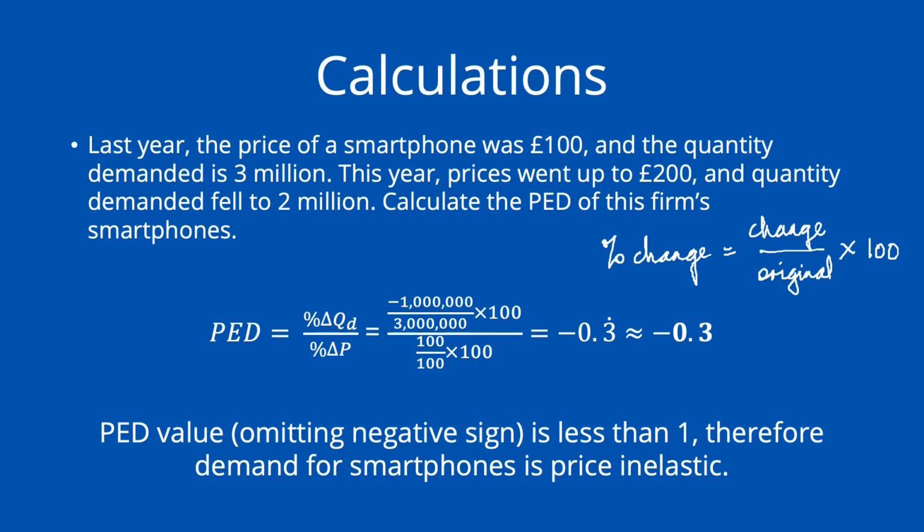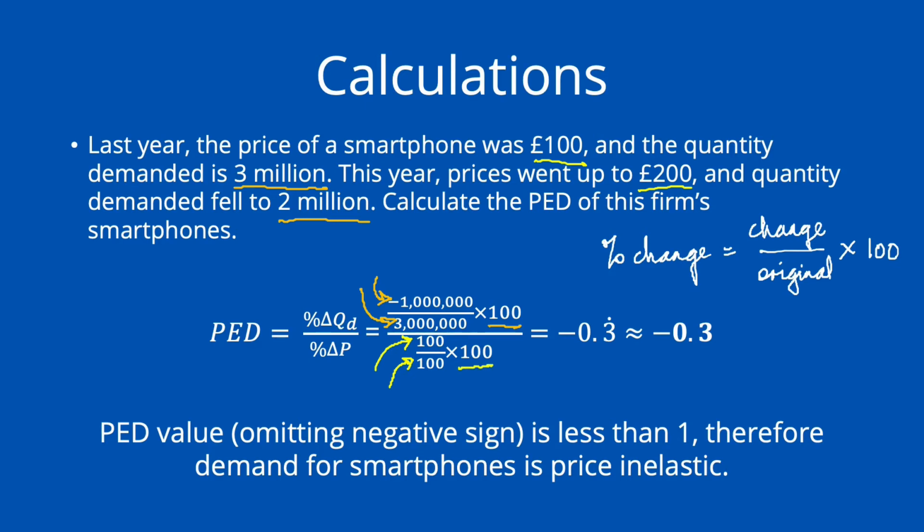The question states that the quantity of smartphones demanded fell from 3 million last year to 2 million this year. This means that the original value is 3 million and the change is minus 1 million. And we're going to multiply that by 100. The question also states that prices went up from £100 last year to £200 this year. So that's a £100 increase from an original value of £100. And we're going to multiply that by 100 as well.